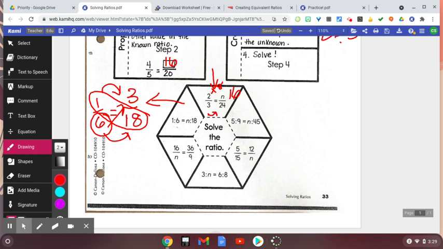Okay. So if we take a look at our next one right over here, there is no relationship that I can see between 16 and 36. Now, 16 times 2 is 32, but it's not 36. So the only way that we can solve this is our cross multiplication. We can't multiply n and 36, but we can take 16 times 9 and divide that by 36. So in our little calculator, 16 times 9, divided by 36 is going to give us 4.